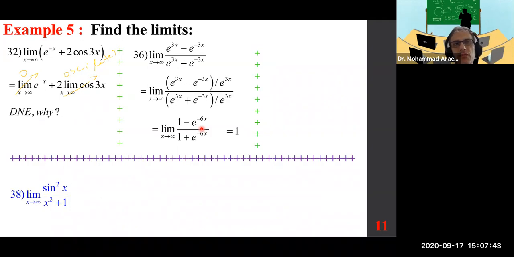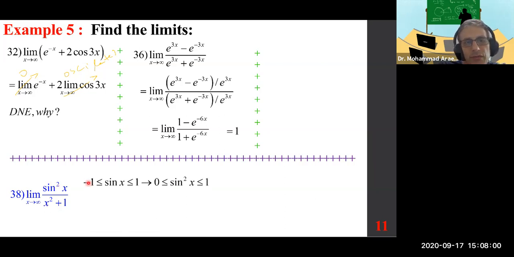Whenever it involves something like a sinusoidal function, you have to see the context. Sine is always between -1 and 1. So if sine is between -1 and 1, sine squared is between 0 and 1. That's something we have discussed before when we did the squeeze theorem, and we are going to do the same thing here. Now, look at this expression. We want to make it look like this expression.